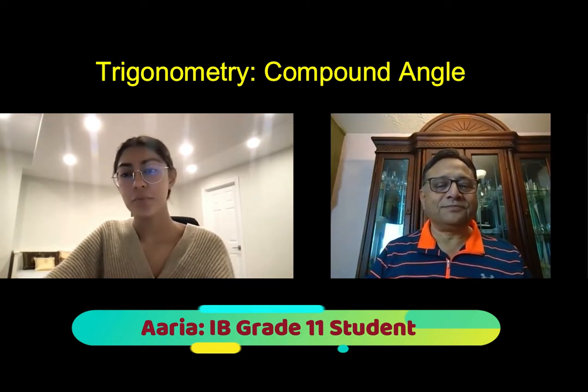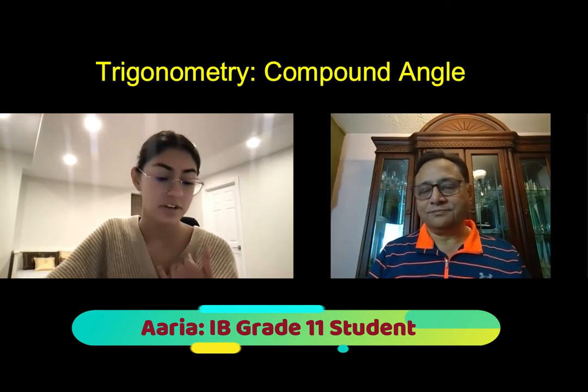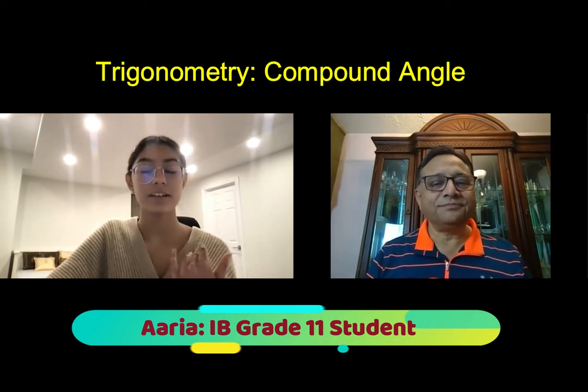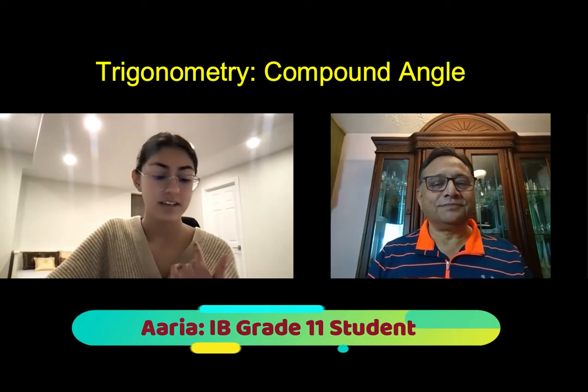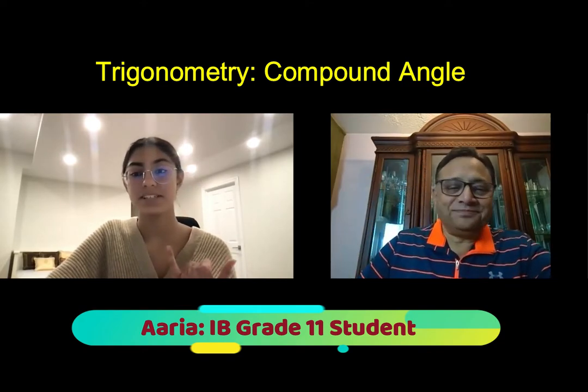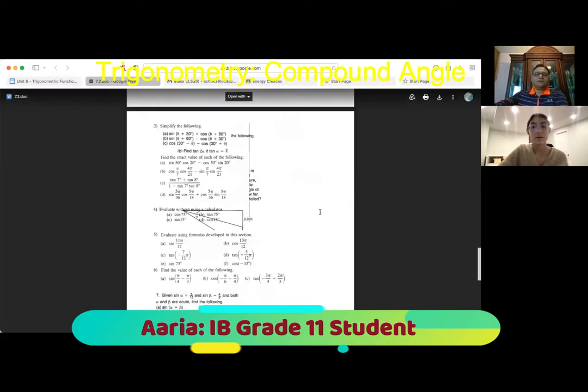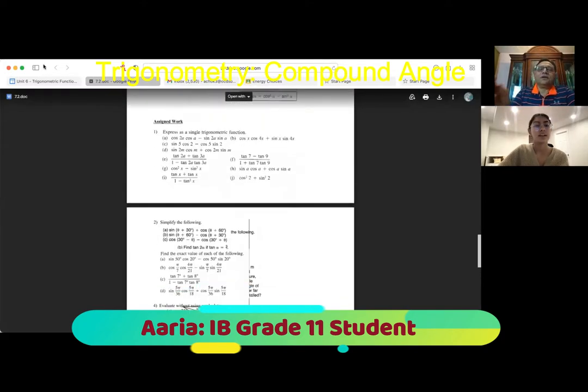I have this homework sheet. I just thought that we can maybe clear some concepts for trig identities because we learned all of them last week. So I thought that if we can do that, that would be good. Sure. So these are the questions. It starts from here.